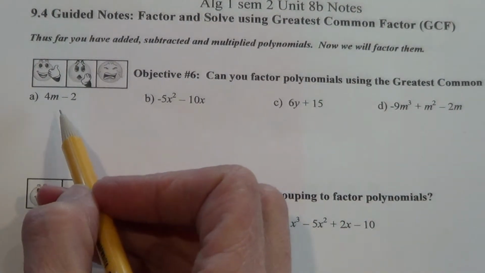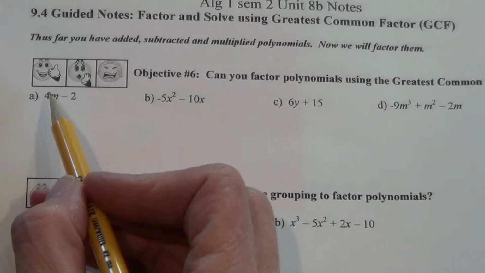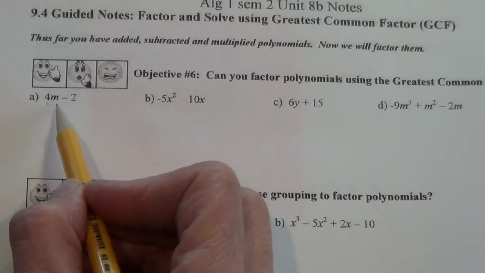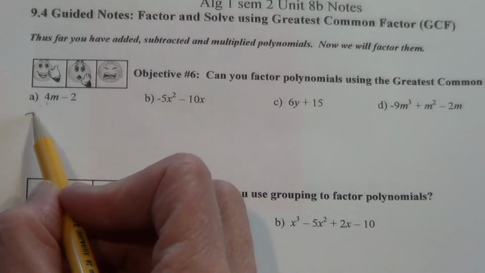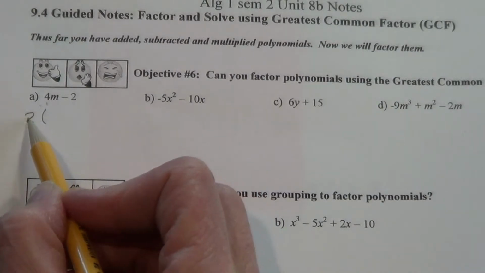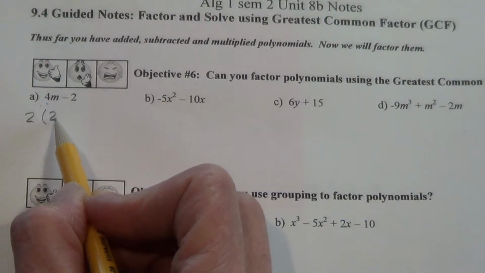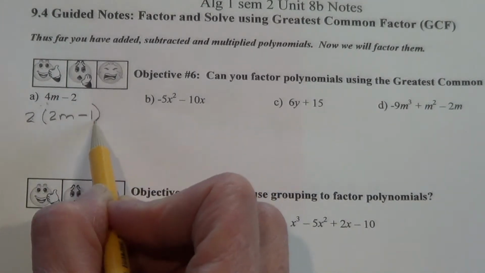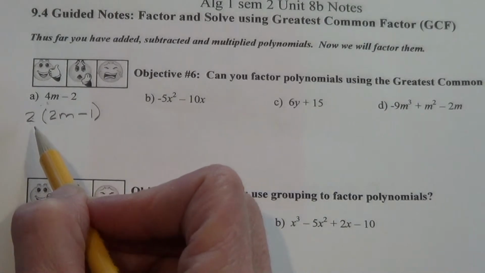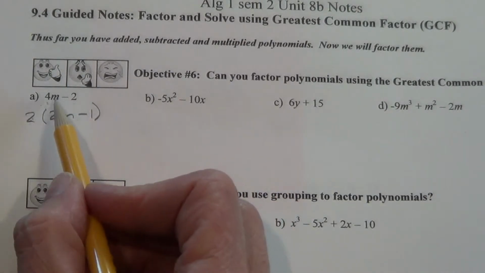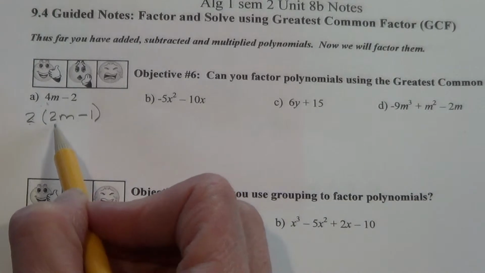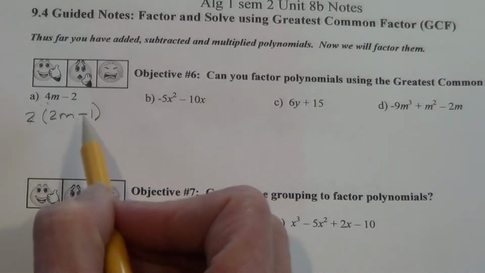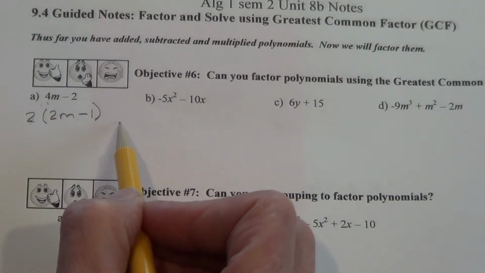You ask yourself, what could go into each of these terms? The number that can divide into each of those terms would be a 2, so we pull it out to the front. 2 times what would be 4m? That would be 2m. 2 times what would be negative 2? That would be negative 1. So now what you did in the last unit was you took this and you multiplied it to give me that. You would take 2 times 2m, give me 4m, 2 times negative 1 and give me negative 2. So this time you're doing the reverse of distributing.